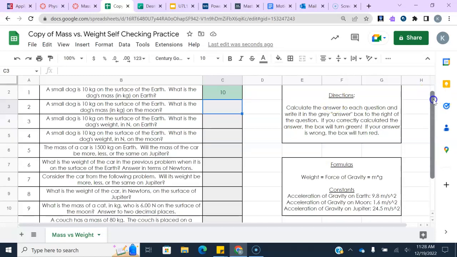So let's do an actual calculation. Let's do number 4. It says a small dog is 10 kilograms on the surface of the earth. That's its mass. The kilograms is mass. What is the dog's weight in newtons on the moon? So we're looking for the force, because remember, weight is also the force. The force is going to be equal to mass times acceleration. The mass is 10 kilograms, and the acceleration on the moon, we see in our formula over here, is 1.6 meters per second squared. So to find our weight, aka our force in newtons, we're going to have to do 10 times 1.6.